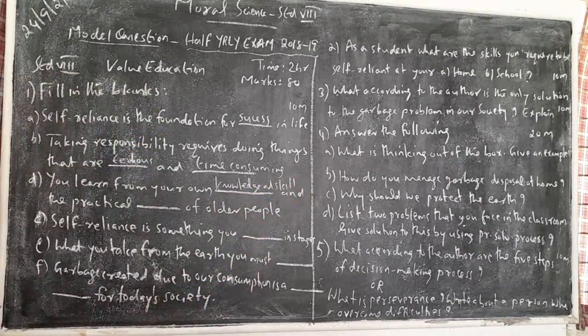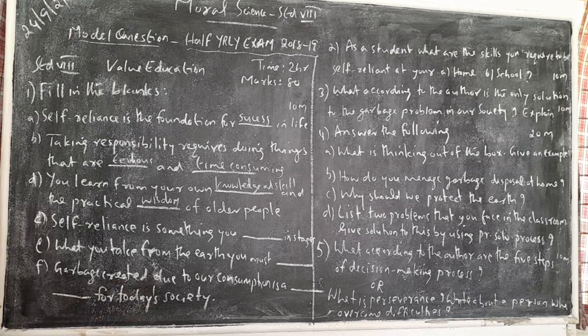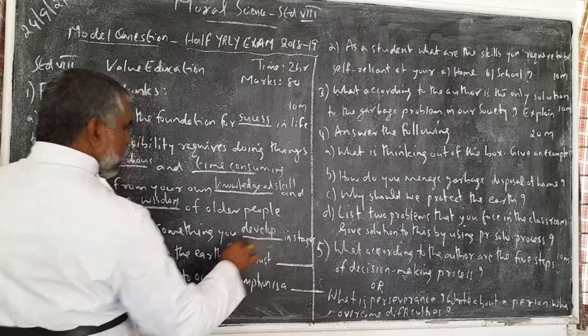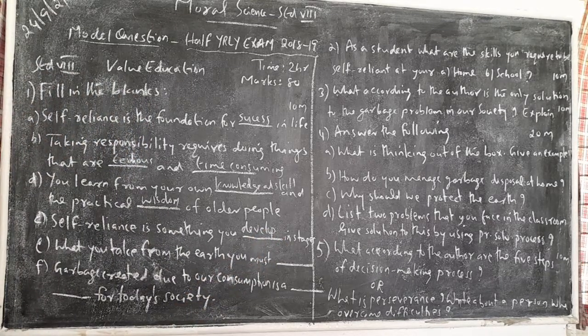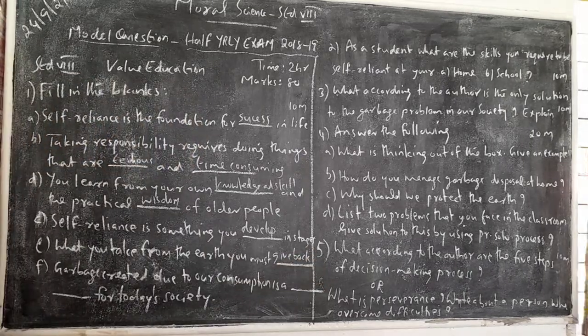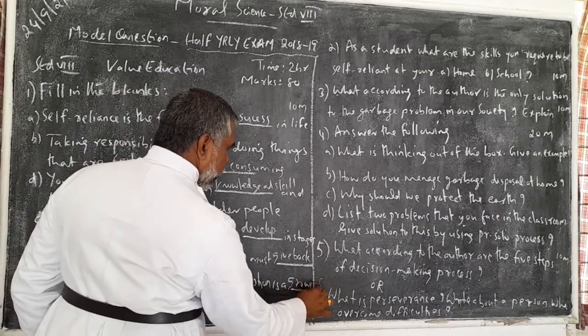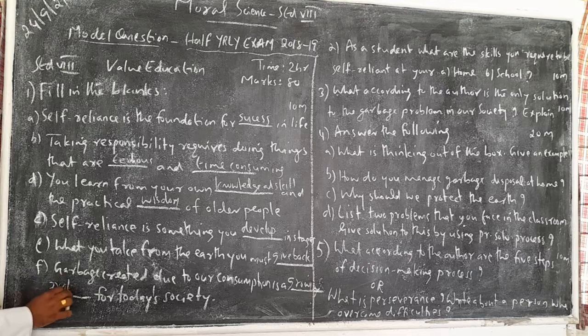And the practical wisdom of self-reliance is something you develop in speech. Then what you take from the other, you must give back. The teacher, give back. That is nature's way. Then garbage around you, consumption is a global problem of the society.